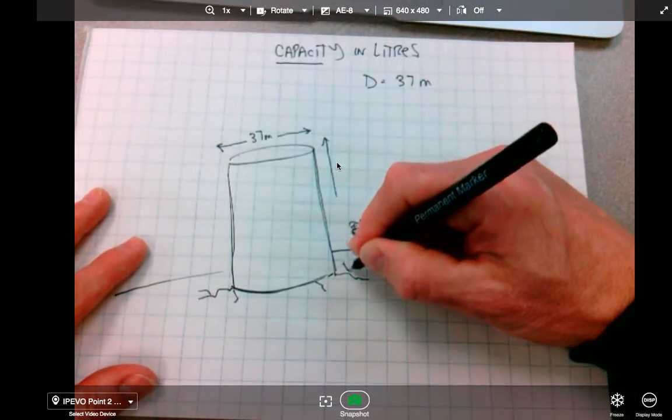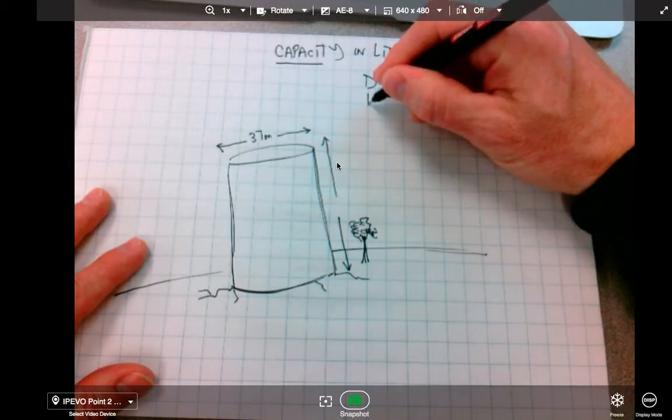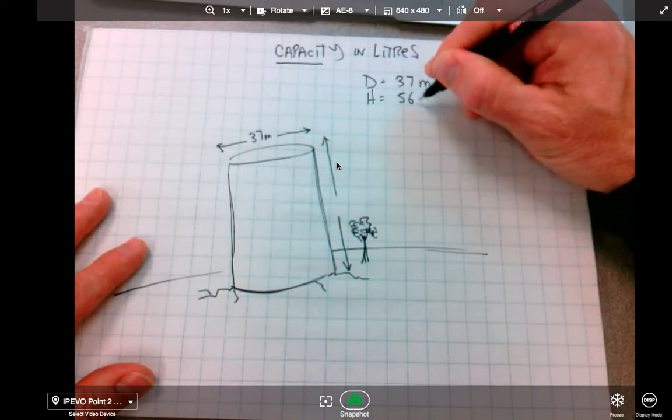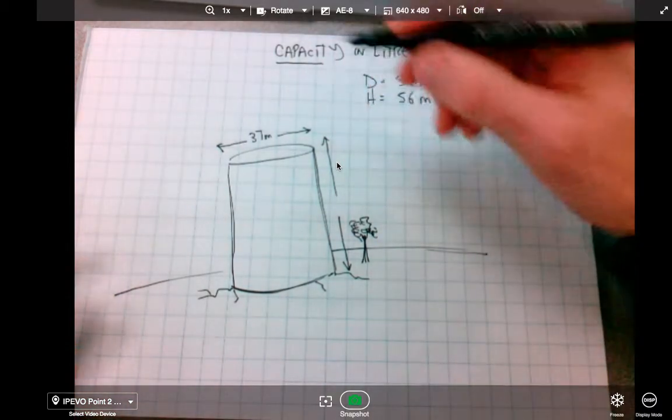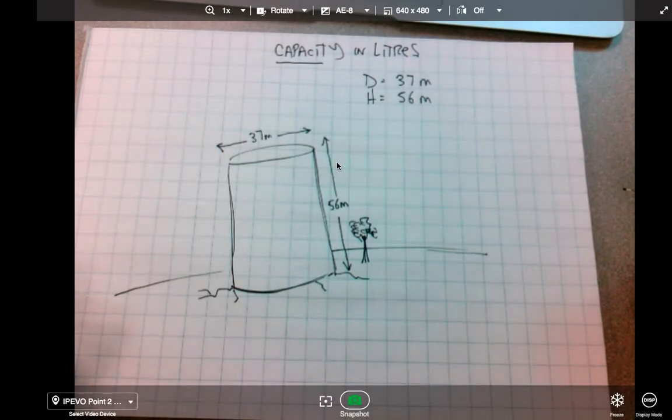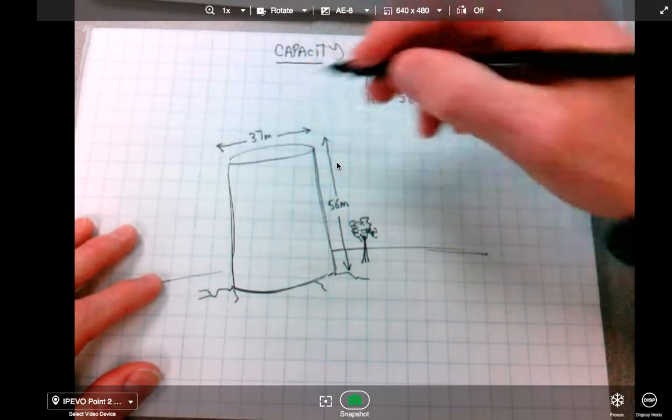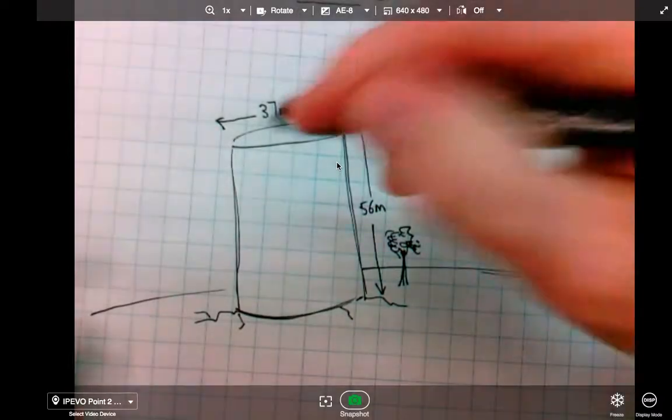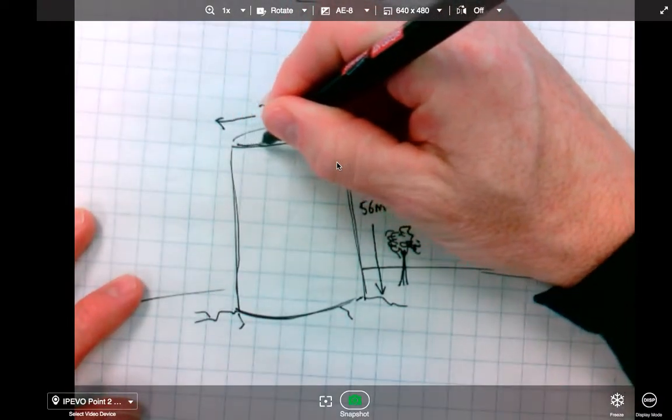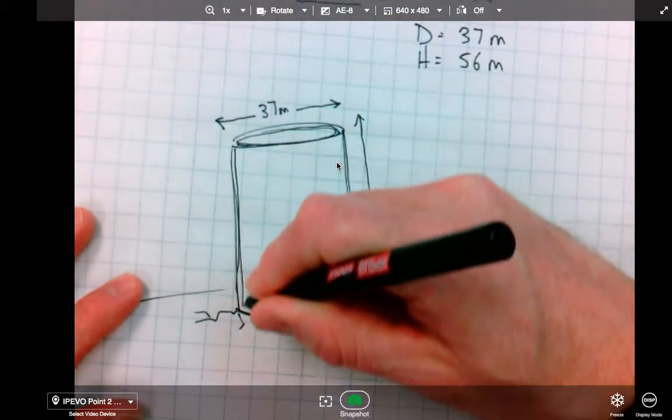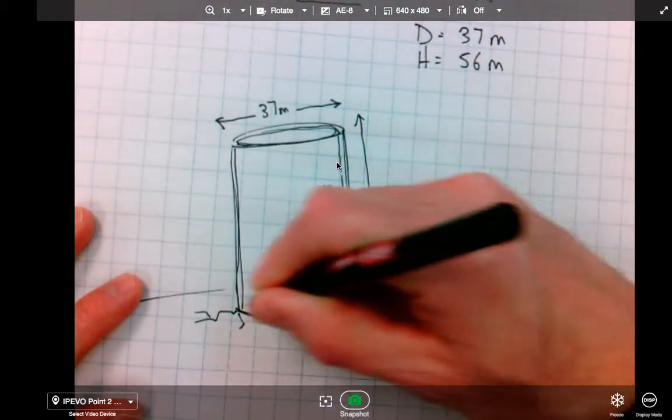So from here down to here, the height is, we'll make it 56 meters. So it's really high. So 56 meters. So this is our information so far. What I do know is that if I was to zoom in, there's these walls inside, right? Because there's a thickness to the walls of this cylinder.